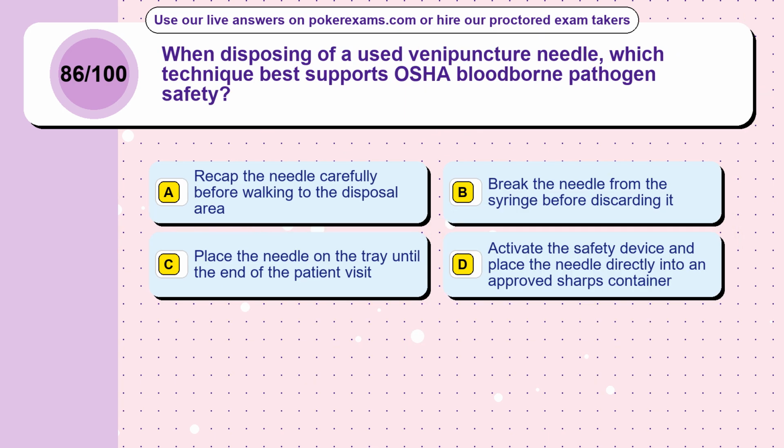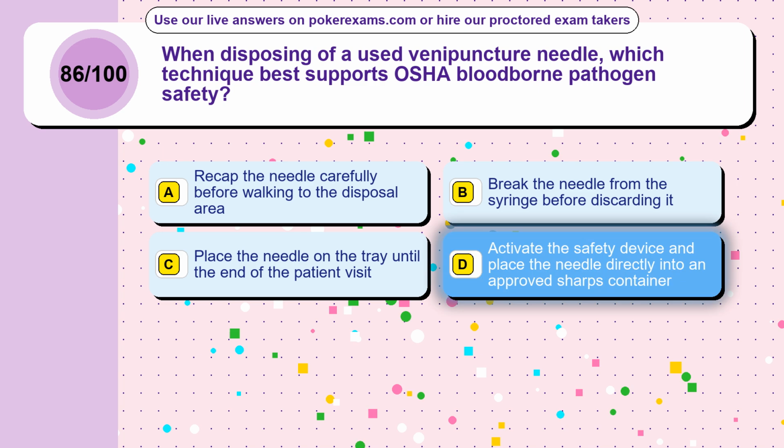Question 86. When disposing of a used venipuncture needle, which technique best supports OSHA bloodborne pathogen safety? Option A. Recap the needle carefully before walking to the disposal area. Option B. Break the needle from the syringe before discarding it. Option C. Place the needle on the tray until the end of the patient visit. Option D. Activate the safety device and place the needle directly into an approved sharps container.